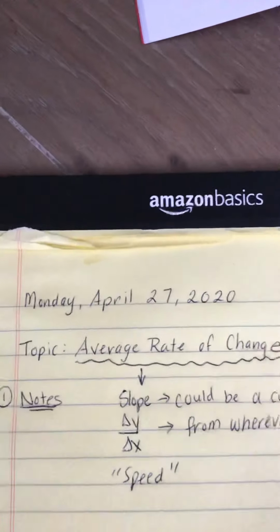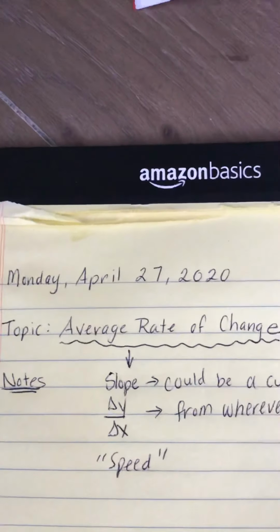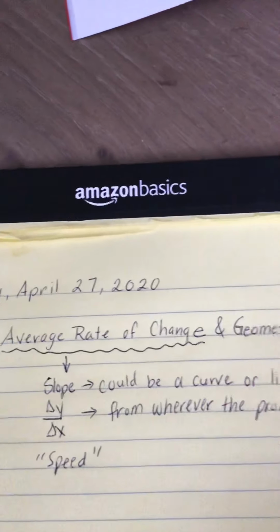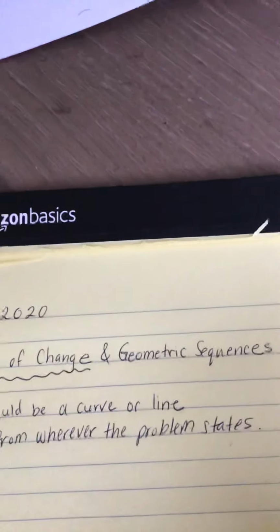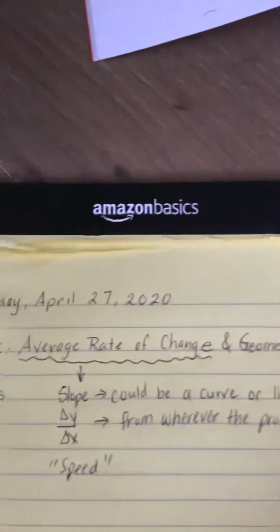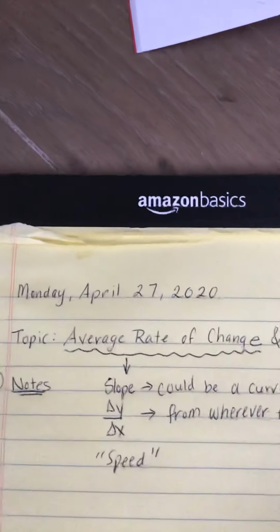Okay, good morning, period 2. Today is Monday, April 27th, 2020. The topic is the average rate of change and geometric sequences. Write that down. So open up your notebooks, make sure you write that down.